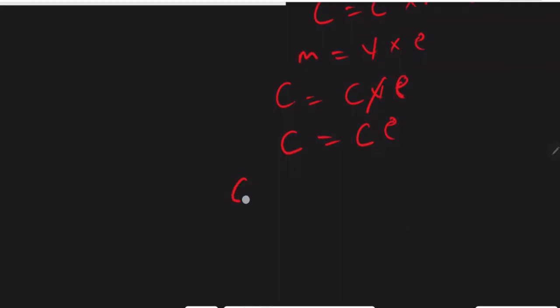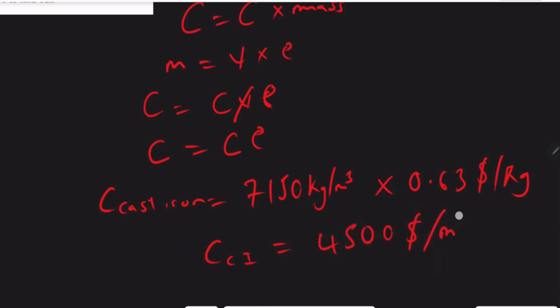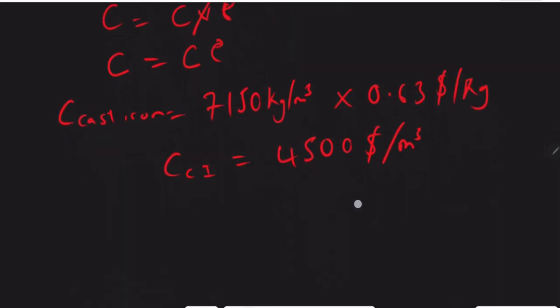So the cost for cast iron is given by 7150 kg per meter cube, the density, multiplied by the cost per unit kg, which is $0.63 per kg. If you multiply this, you now have the cost for cast iron, C_CI, which is equal to $4,500 per meter cube. That is the cost per unit volume for cast iron.